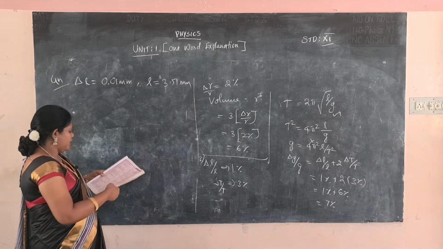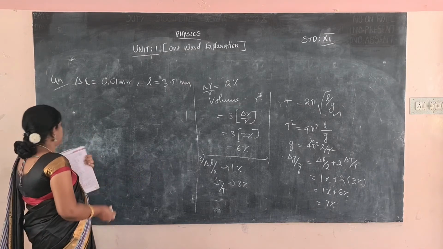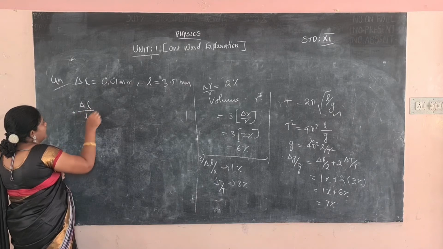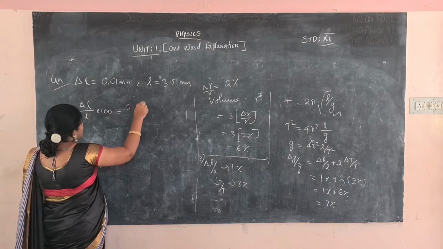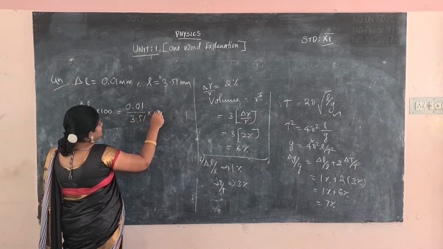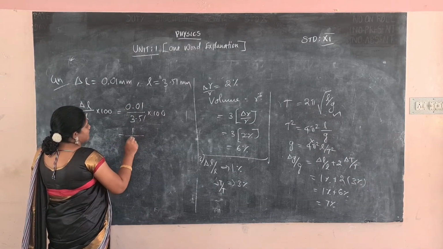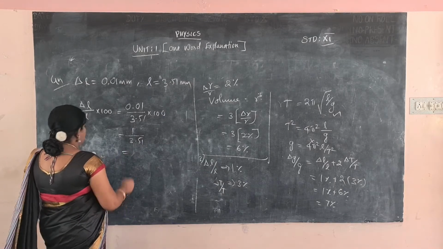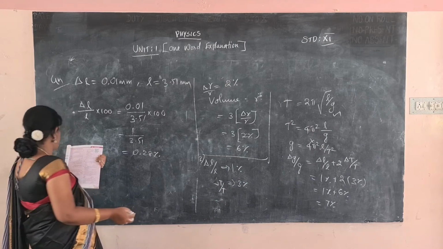Okay, so how will you calculate the percentage error in this measurement? We want del L by L into 100. Percentage error means del L by L into 100%. So it will be equal to del L, we substitute 0.01, and L is 3.51, into 100. Okay, so 0.01 into 100 is 1, divided by 3.51, that will be 0.28%. So this is option C.